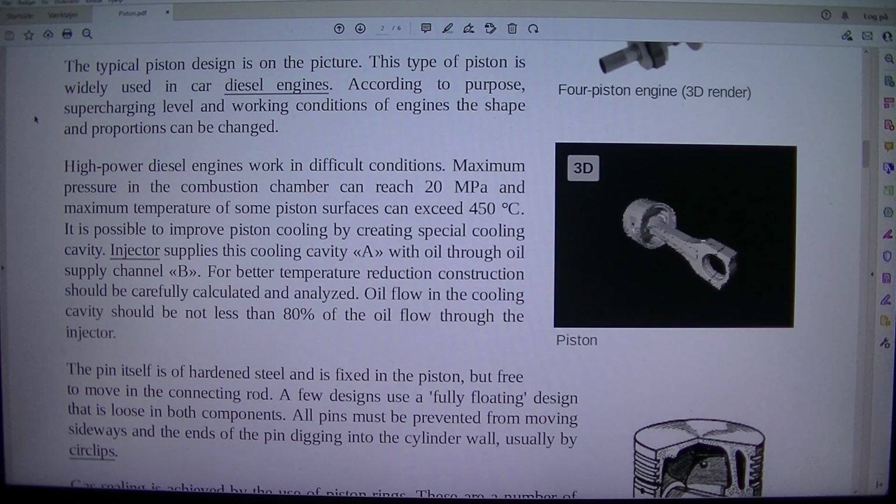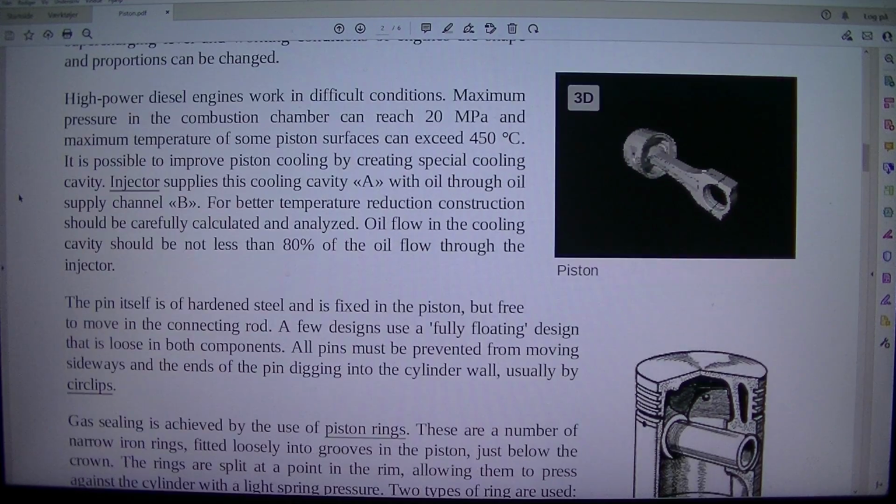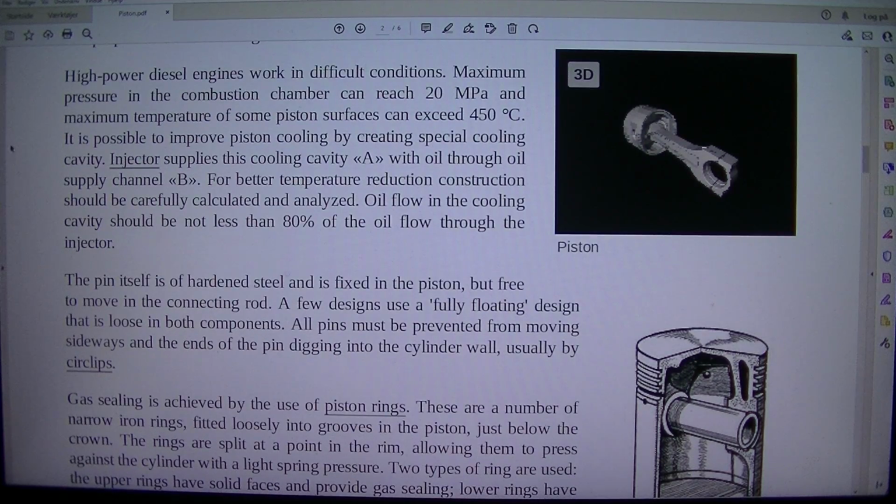According to purpose, supercharging level and working conditions of engines, the shape and proportions can be changed. High-power diesel engines work in difficult conditions. Maximum pressure in the combustion chamber can reach 20 MPa and maximum temperature of some piston surfaces can exceed 450 degrees C. It is possible to improve piston cooling by creating a special cooling cavity.